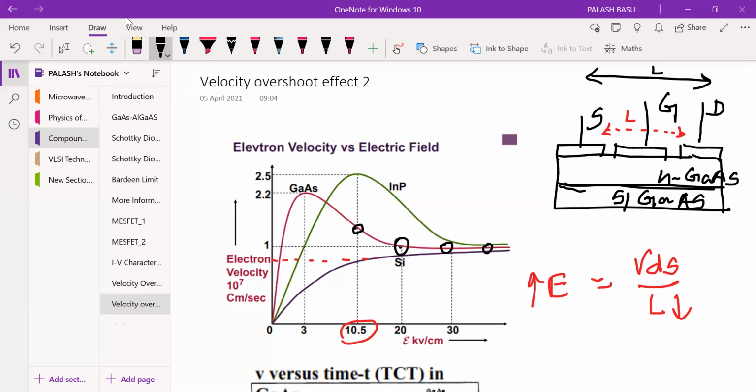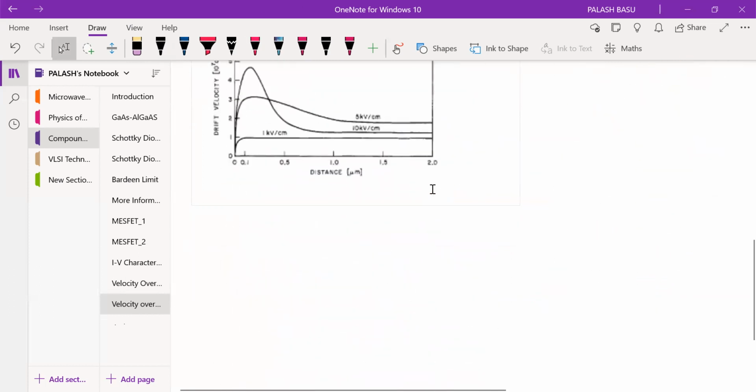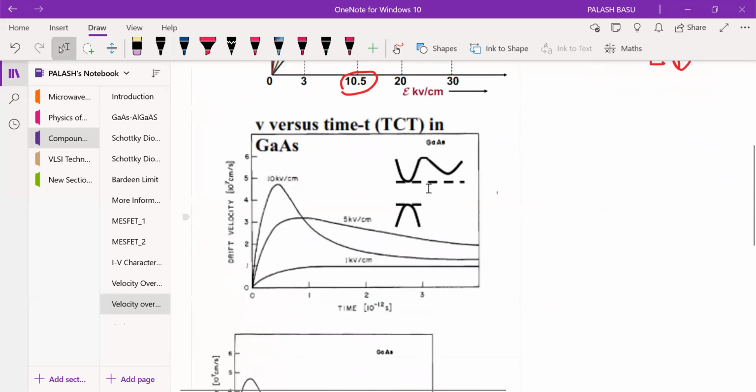So this is possible the moment you have what is called the velocity overshoot effect. And what is the velocity overshoot effect? The velocity overshoot effect is the following.